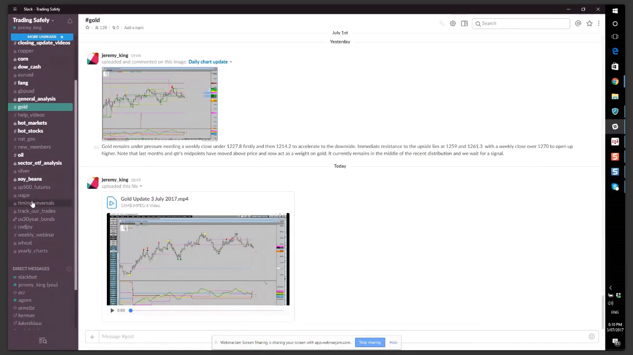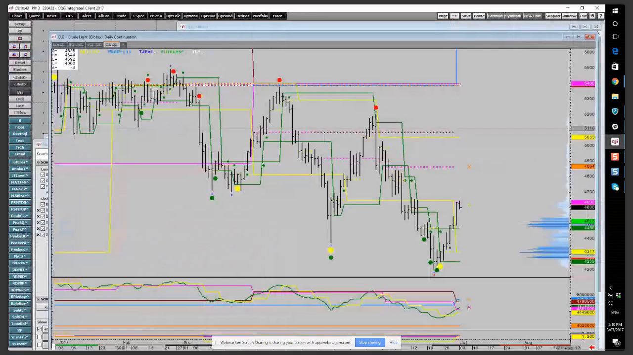So here on the Slack site, we've got the various markets that we cover, and we constantly update it with levels and what we think is happening in each of the markets. So without further ado, I'm just going to run through each of the markets, starting off with oil.